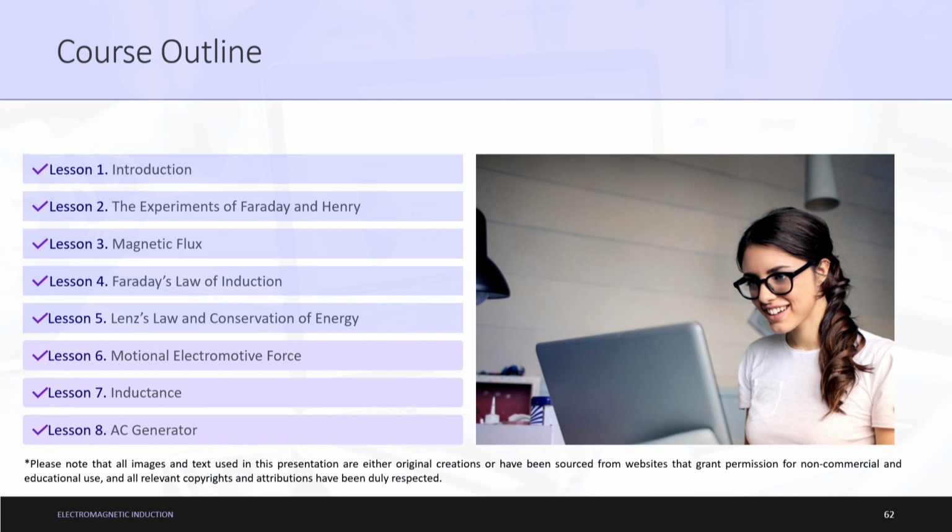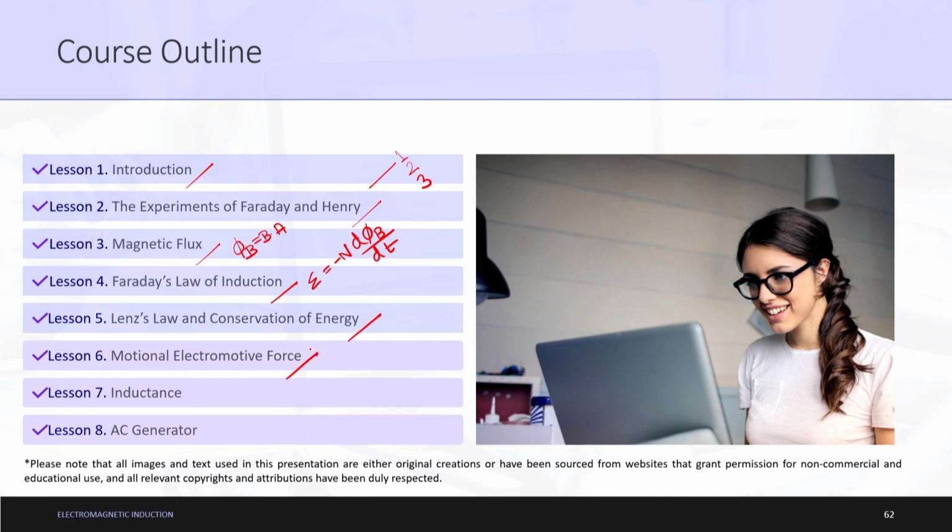So, the course outline: we started with electromagnetic induction's definition, then the experiments of Faraday and Henry. There were 3 experiments, followed by the magnetic flux phi B, which is equal to B dot A, a dot vector product. Moving on to Faraday's law of induction, epsilon is equal to minus N d phi B by dt. Moving on to Lenz's law and conservation of energy.